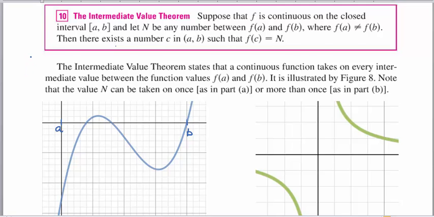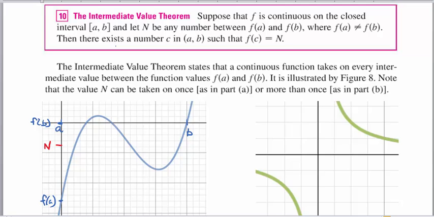Well, first things first, where's f of a and f of b? If this is a, then f of a is the value of the function at a, which is right down here. So this would be f of a, and if this is b, f of b is the value of the function at b. So it's right there. It's that y value, right? F of a and f of b are y values, whereas a and b are x values. Okay? So they're telling me that n is any number between f of a and f of b. So in other words, n is a y value that's somewhere between f of a and f of b. So let's say n is here.